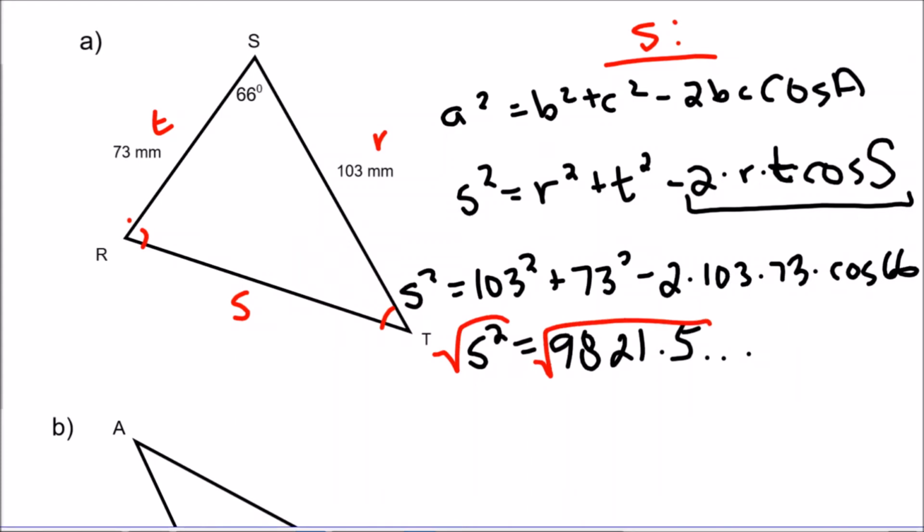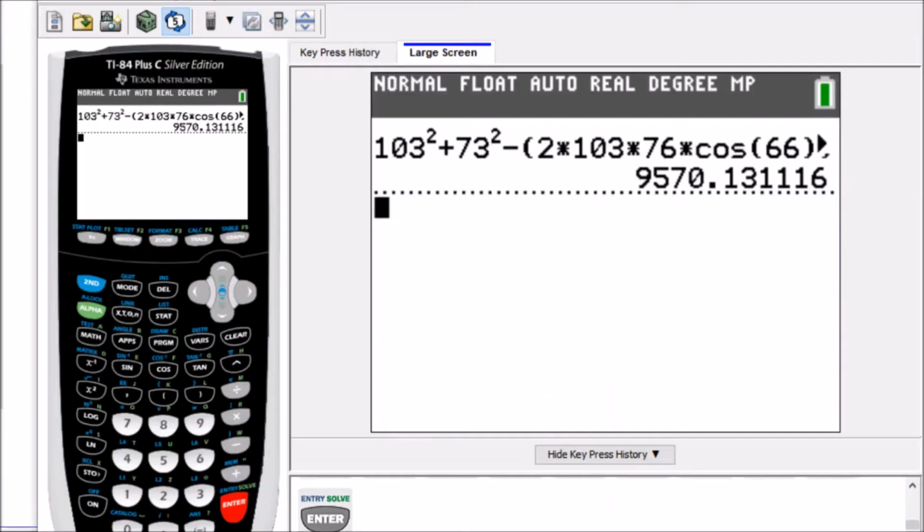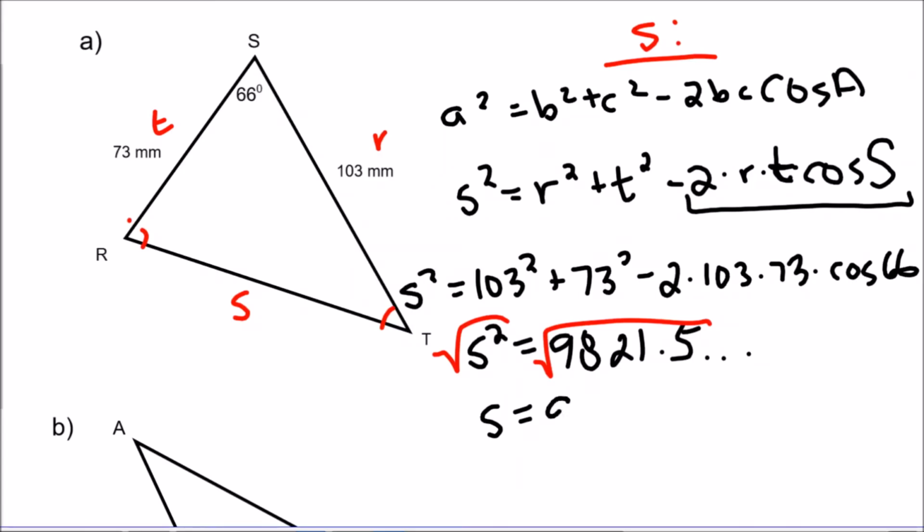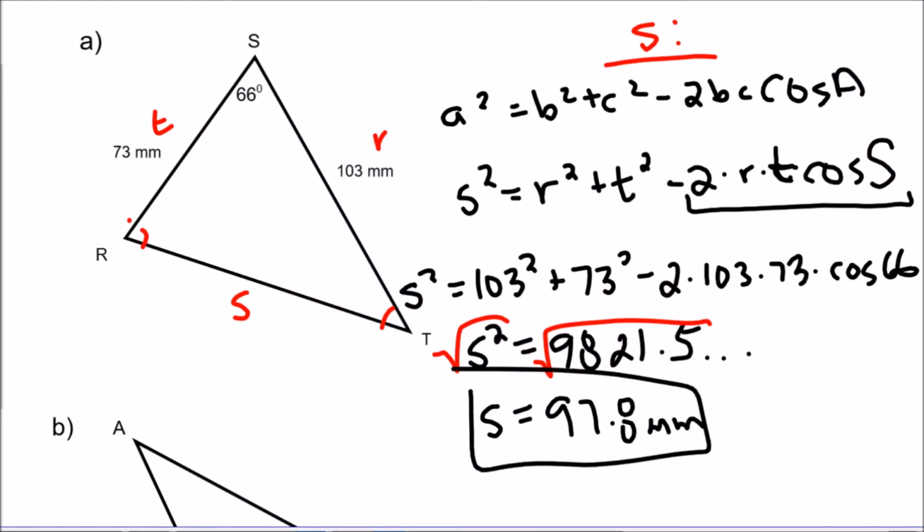This is s squared. So I square root both sides. In my calculator, I square root my answer, and I get 97.8. And the units are millimeters from the question. Right, so there's our unknown side using cosine law.